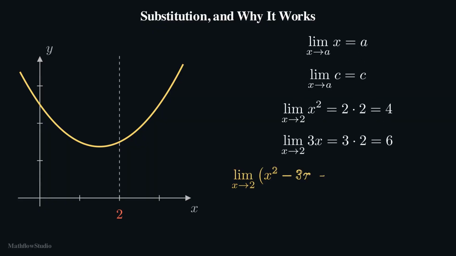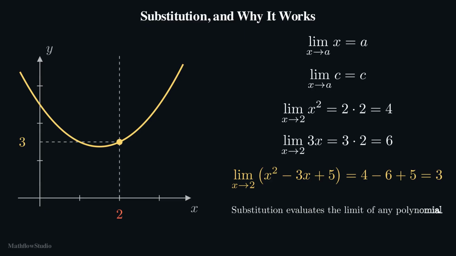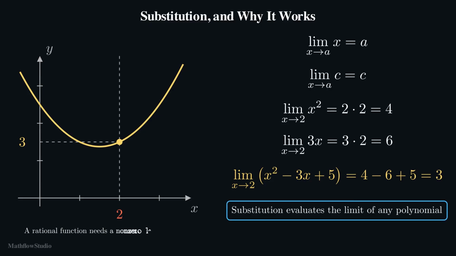Adding and subtracting the three separate limits gives 4 minus 6 plus 5, which is 3. That value is the height of the curve at the point, so substitution is the whole method. A rational function inherits the shortcut wherever the limit of its denominator is not 0.